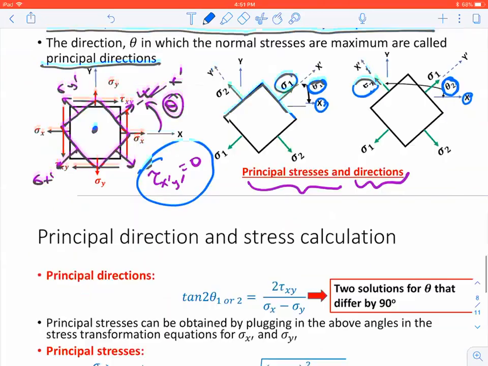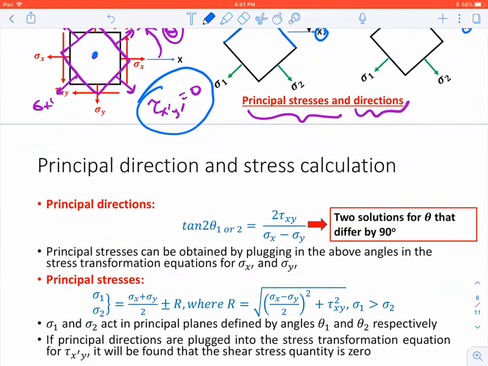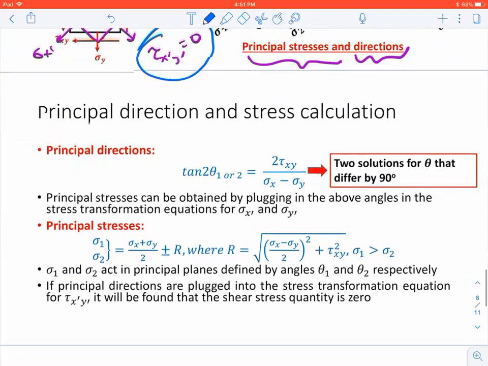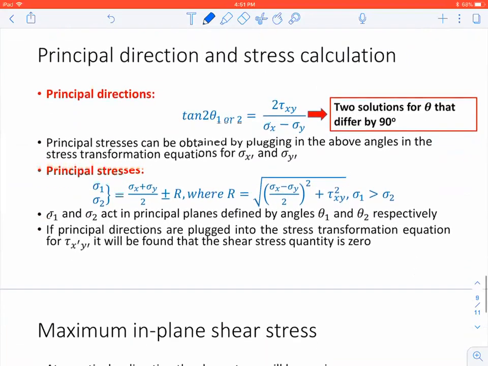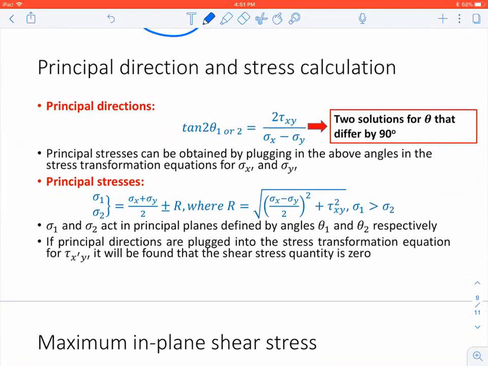Okay, all right, now how do we calculate them? Principal directions can be calculated using this equation. If you know the shear stress in the xy plane and the normal stresses in the x and y direction, you can calculate theta 1 and theta 2. The two solutions are 90 degrees to each other.